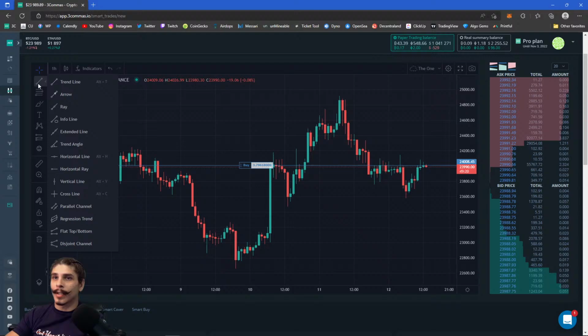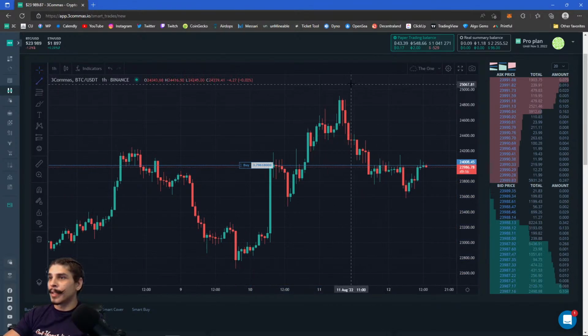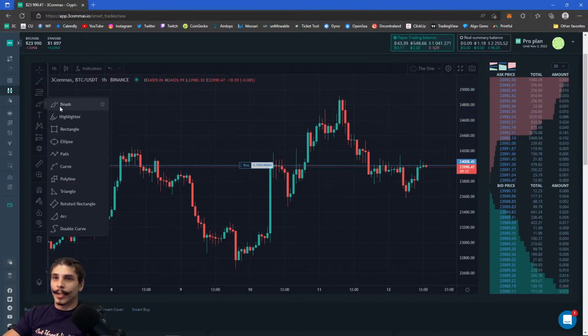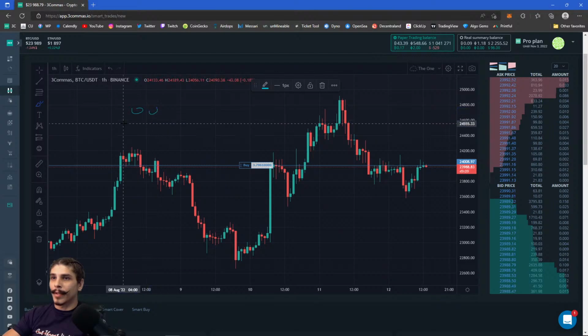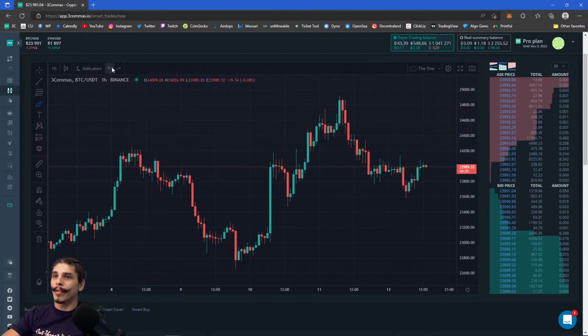Whatever, if you like to draw your little trend lines or what have you, like, we're drawing this and that, and then we got all the fib tools, brushes. I want to draw a little smiley face, so we could do everything right here. Absolutely everything that we could do on TradingView, we could do right here.